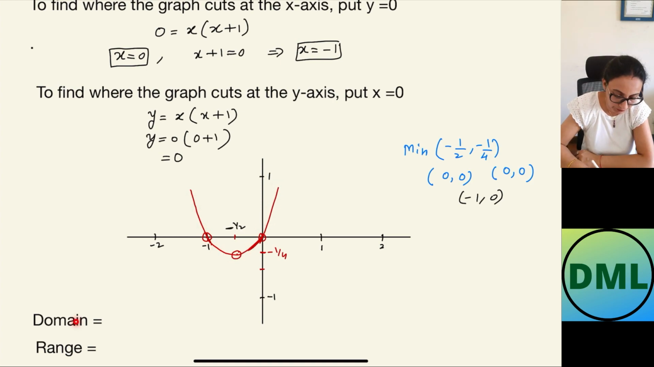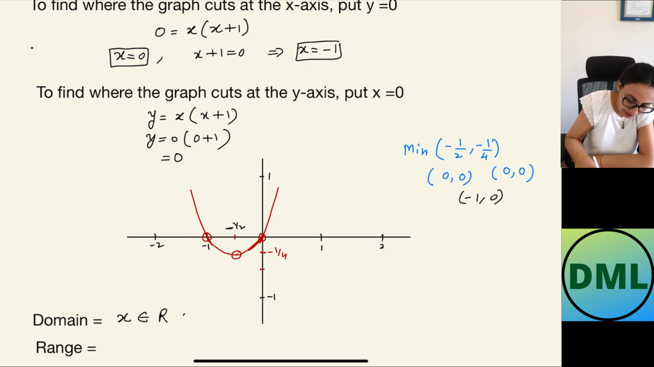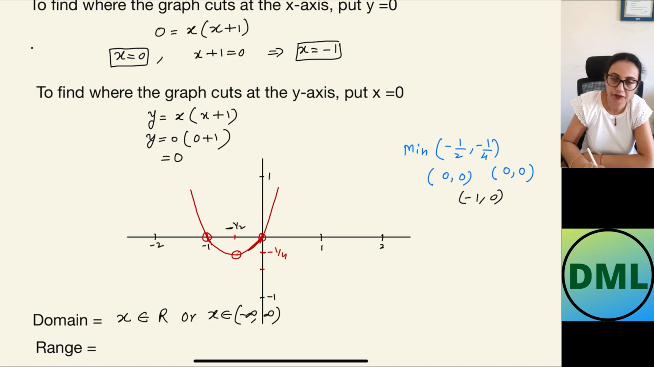Now you have to give the domain and range of this function. What will be the domain? Domain will be the x values. As you can see from here, the x values go from minus infinity to infinity. Let's write the answer here. The domain is x values belong to the real numbers, or you can say that x belongs to minus infinity to infinity. That will be my domain.